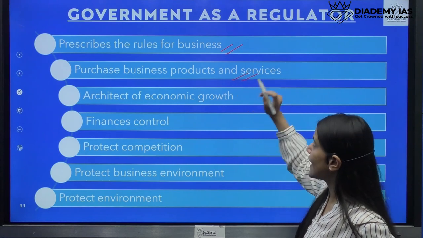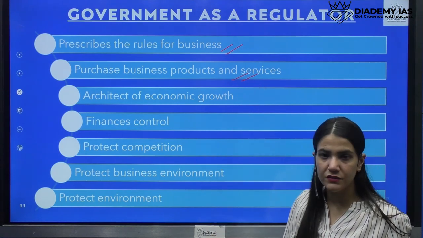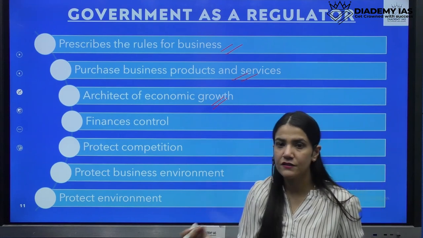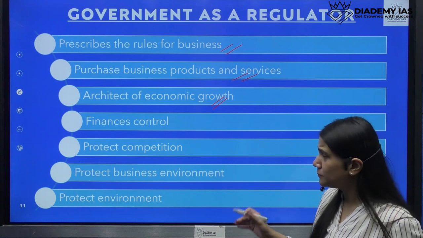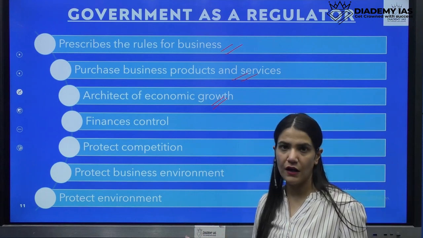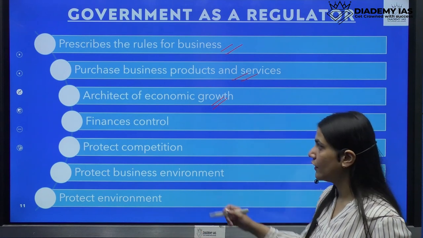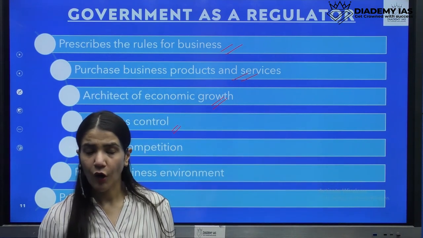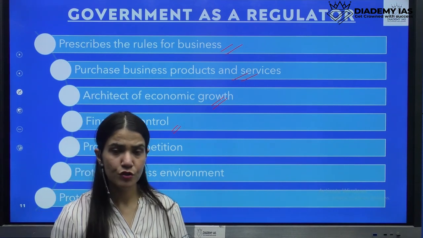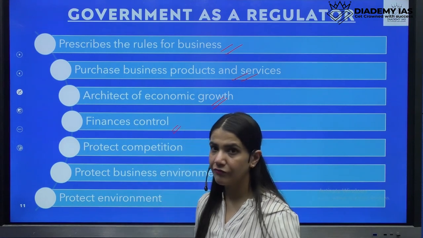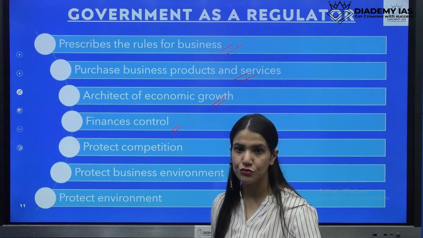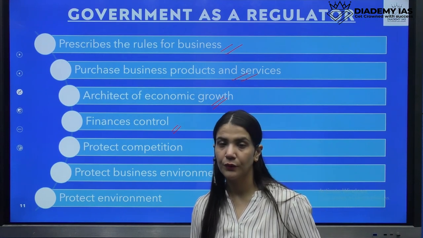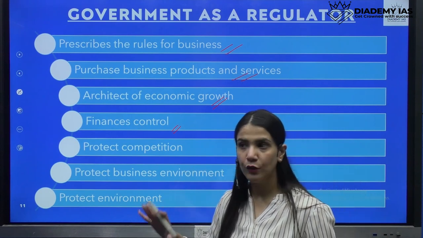Then the purchase of business products and services: definitely what kind of sale and purchase of different products and services is going to be conducted. Then the architect of economic growth: the government acts and supports as an architect of economic growth, so that the business and the government of the country are working together towards economic growth. Then the finance control, there should not be any kind of unfair practice. We all have been reading in the current affairs that many business organizations try to hamper the free flow of cash and try to manipulate the records. So in that context, the financial control and transparency, the way the income tax is being paid, everything is controlled by the government and looked after, right?